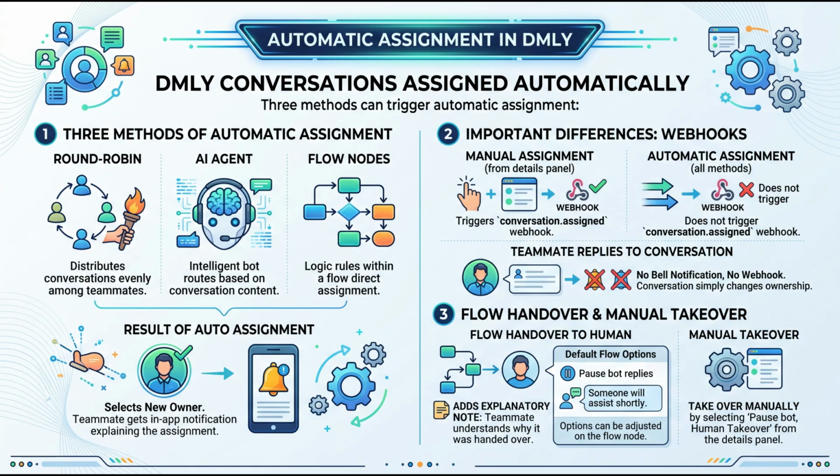There is also an important difference when a teammate takes ownership by replying. When a teammate replies and the conversation is automatically reassigned to them, there is no bell notification and no webhook. The conversation simply changes ownership. When a flow hands a conversation over to a human, DMLY adds a note to the conversation so the teammate can understand why it was handed over. By default, the flow also pauses bot replies and can tell the customer that someone will assist them shortly. These options can be adjusted on the flow node. You can also take over manually by selecting Pause Bot, Human, then Take Over from the Conversation Details panel.